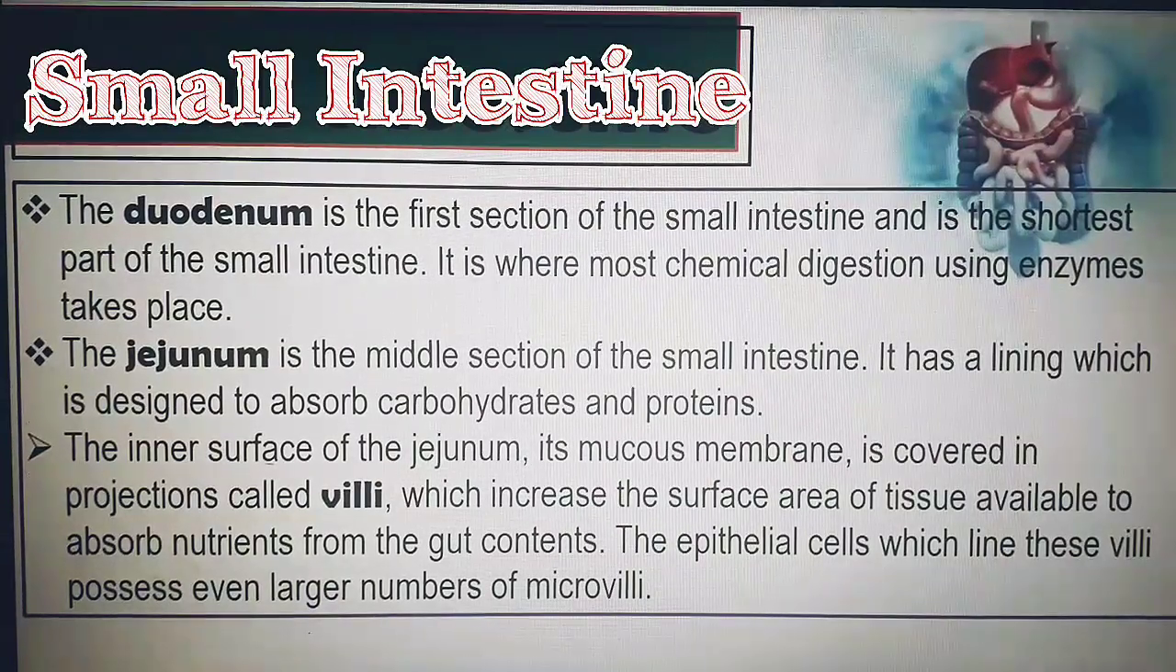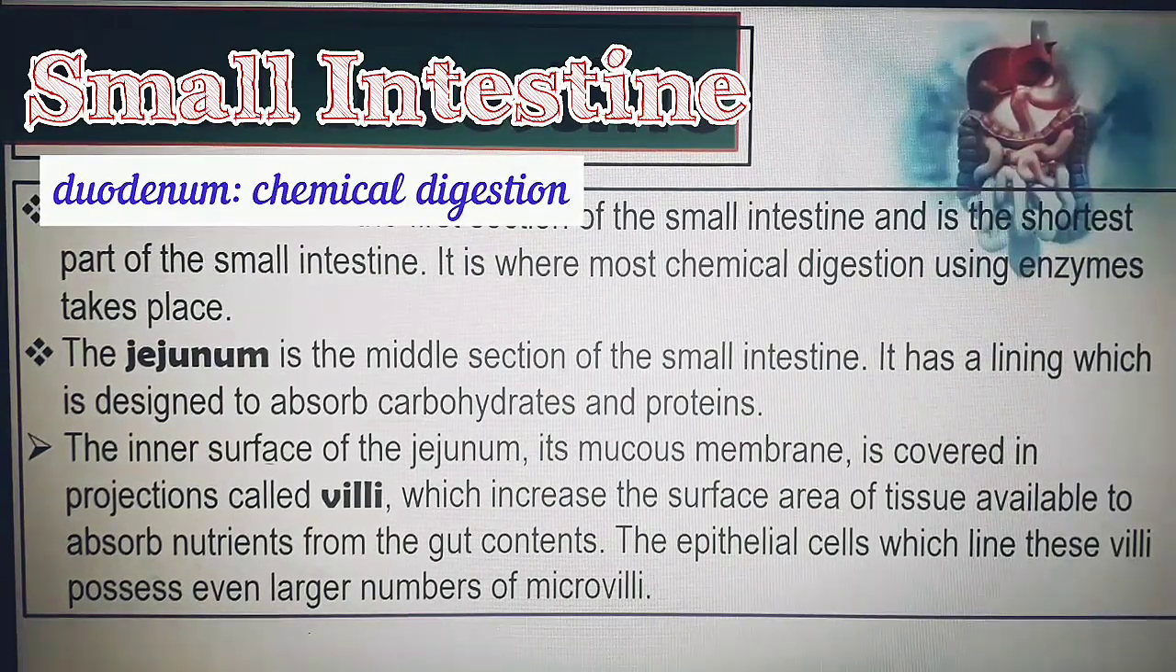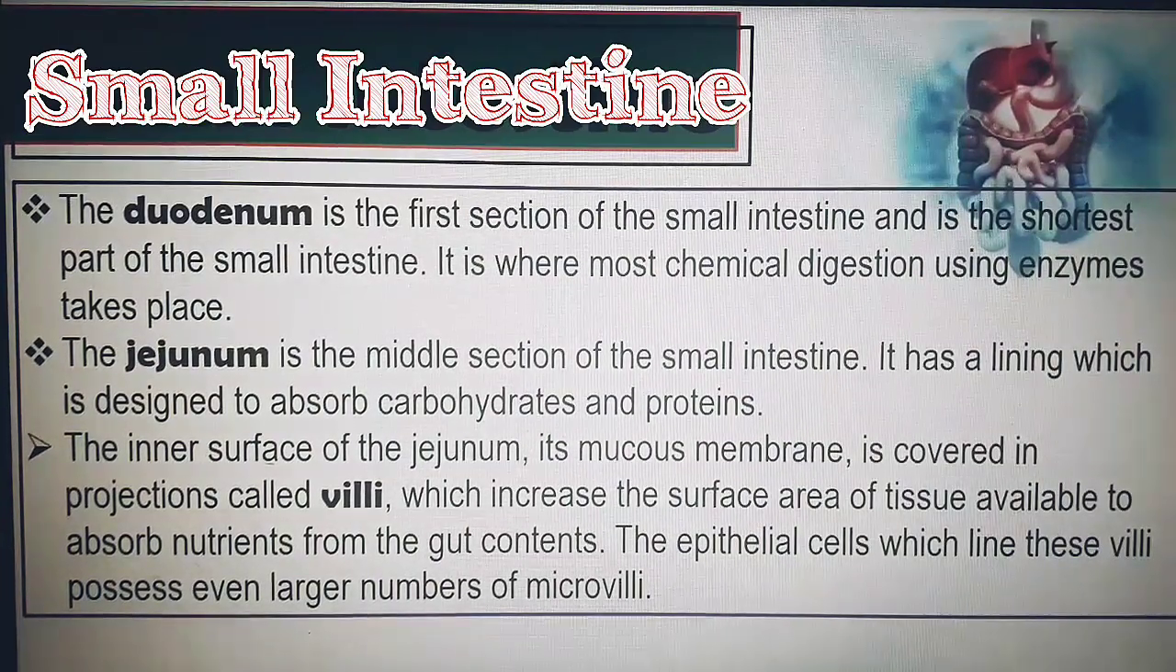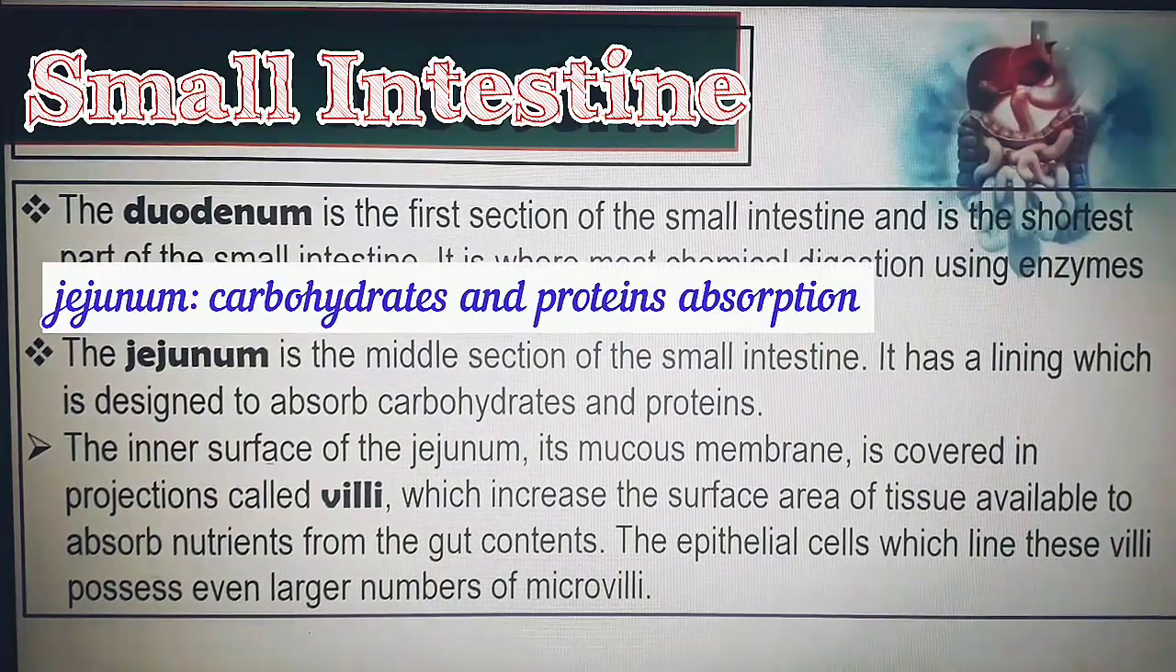The duodenum is the first section of the small intestine and is the shortest part of the small intestine. It is where most chemical digestion using enzymes takes place. The jejunum is the middle section of the small intestine. It has a lining which is designed to absorb carbohydrates and proteins.